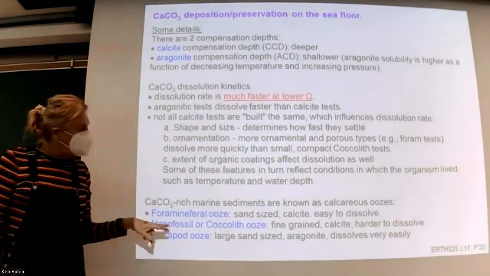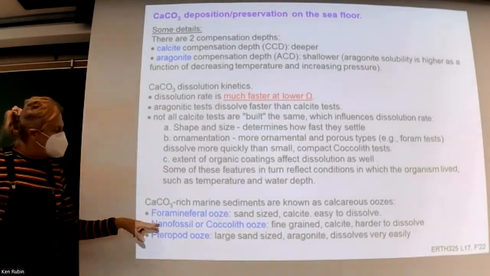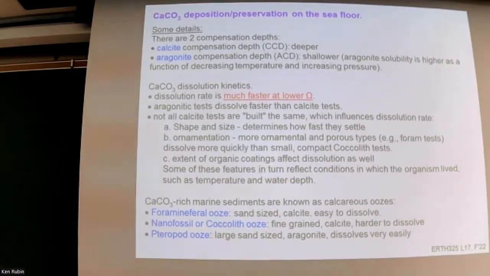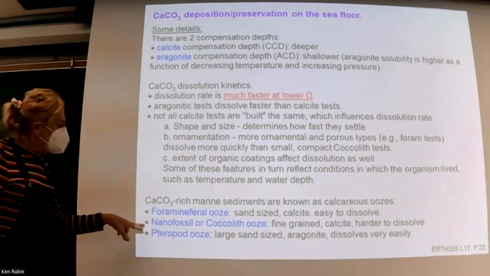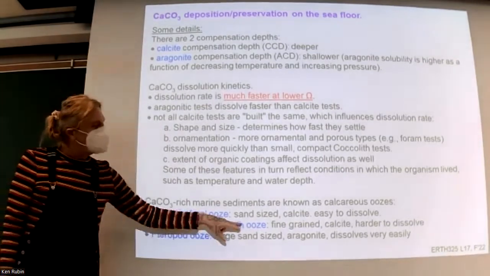Nanofossil ooze, these are other kinds of calcium carbonate, calcite fossils, but as the name implies, nanofossil. These are small organisms, smaller shells, easier and faster to dissolve. And one of the most common forms of organisms that make them are called coccoliths.